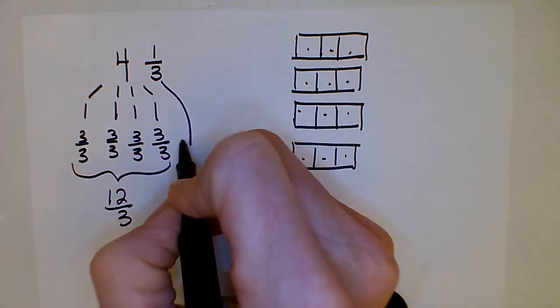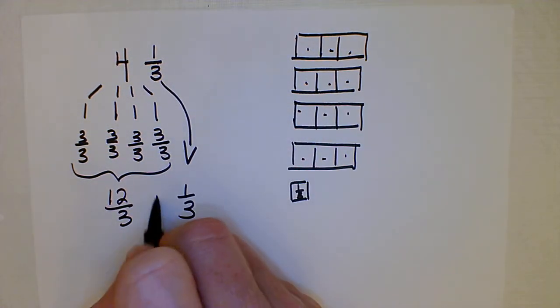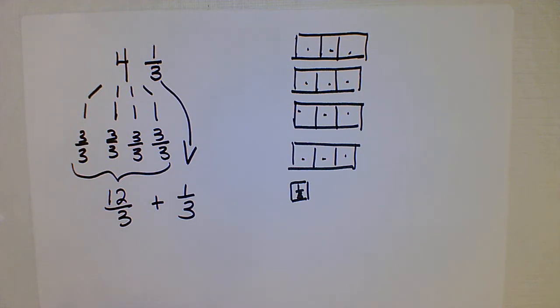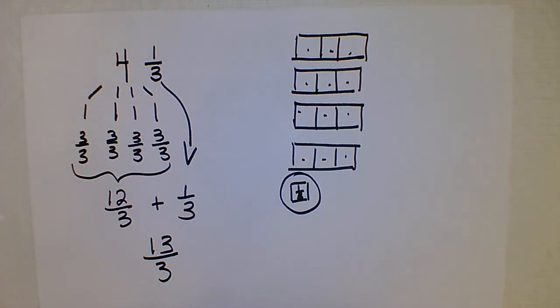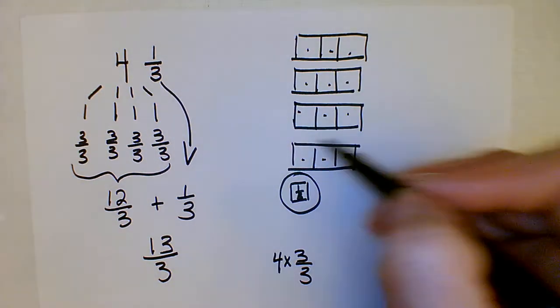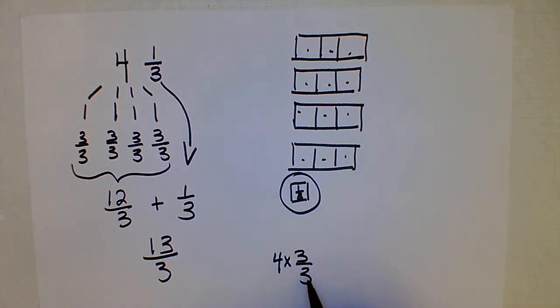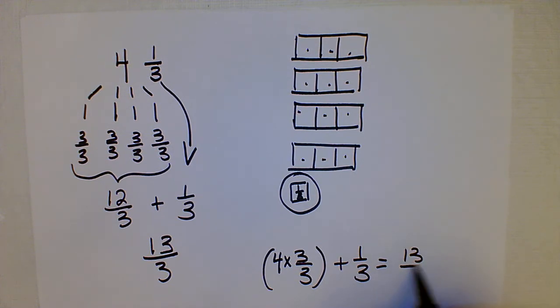But don't forget, you still have 1/3 left. So we want to put those together. So I'm going to have a total of 12 thirds plus 1/3 is 13 thirds. And here's where that other third was. So we had 4 wholes and we had an extra third. Okay, so again, another way of saying this would be that I had 3 thirds 4 times. So I could say 4 times 3 thirds. Or I have 4 wholes and I'm cutting them up into 3 thirds each. And then I have to remember that I still had that 1/3 left over. And that was 13 thirds.